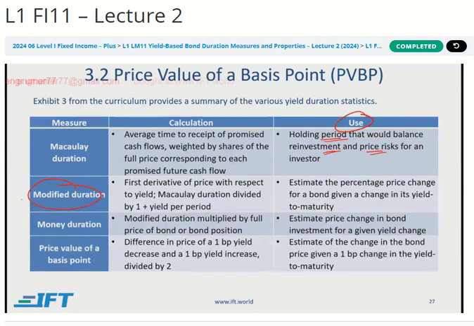So it will tell you in percentage terms what will be the impact on the price if yield to maturity goes up 1%. And in terms of money duration, you can get it in terms of dollars, the price change in dollars. And of course, price value of a basis point is also in terms of dollars, but this is for only 1 basis point change.